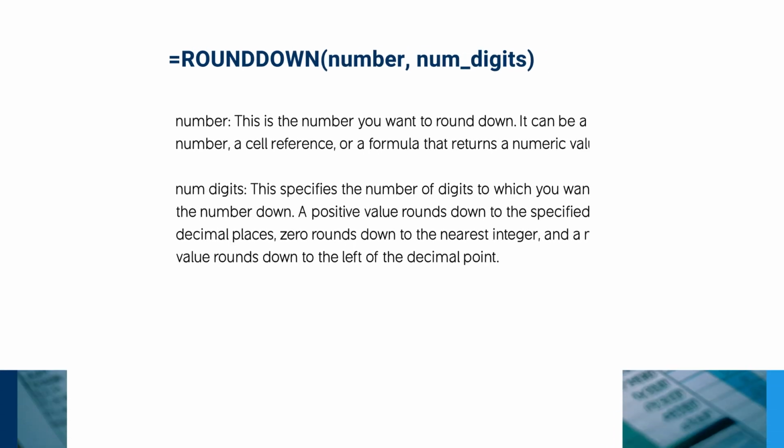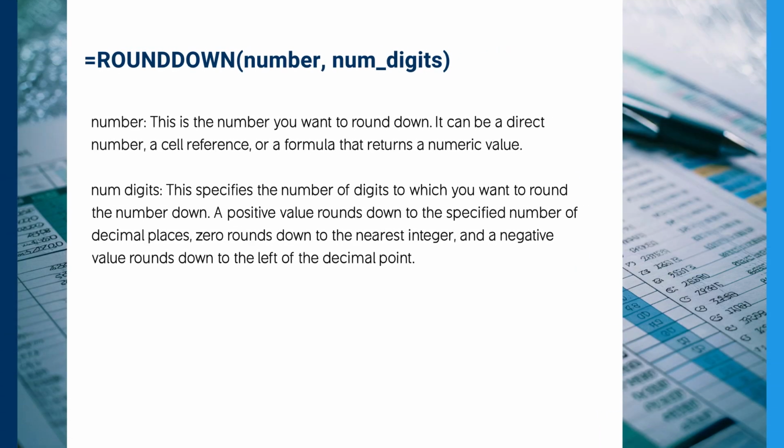Here's what each part of the ROUNDDOWN function means. Number: this is the number you want to round down. It can be a direct number, a cell reference, or a formula that returns a numeric value. Num_digits: this specifies the number of digits to which you want to round the number down. A positive value rounds down to the specified number of decimal places, 0 rounds down to the nearest integer, and a negative value rounds down to the left of the decimal point.